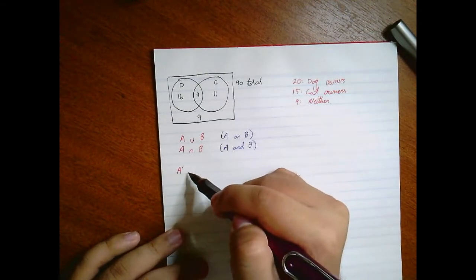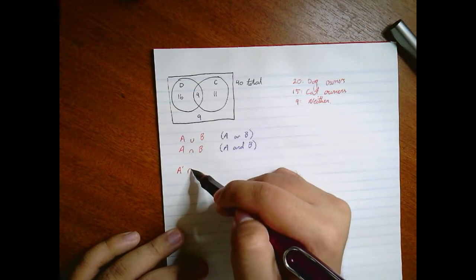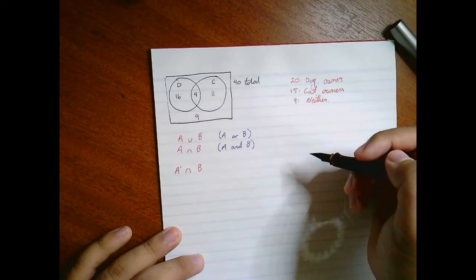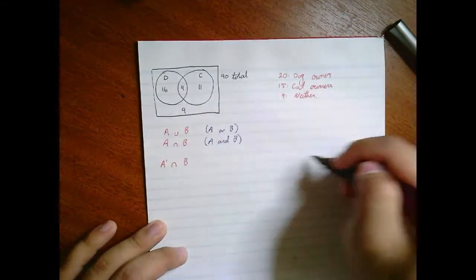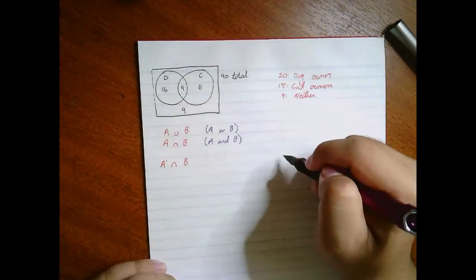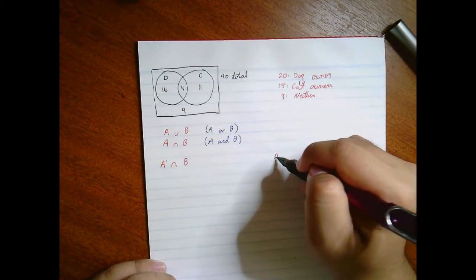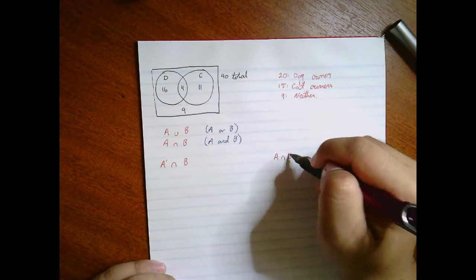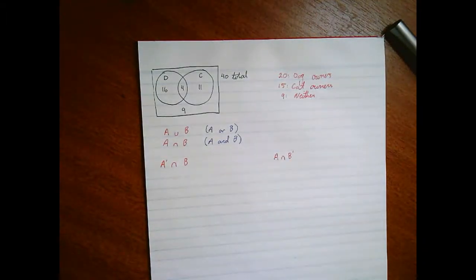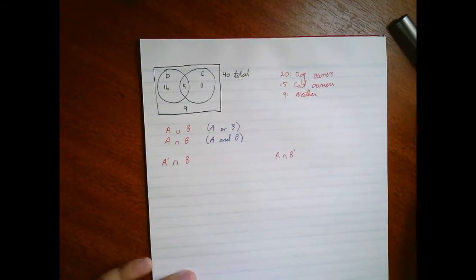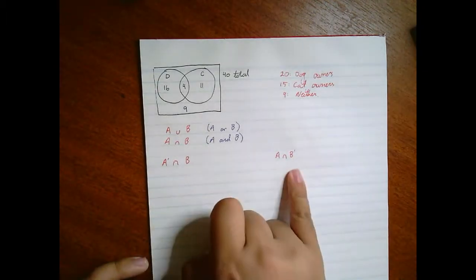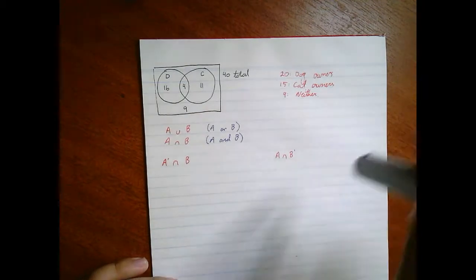The two that we're going to be covering now are not A intersect with B, and I'm going to put it on this side because I'm going to do it over here, and A intersect with not B. Before we go on, we need to understand what this looks like, not A and not B.